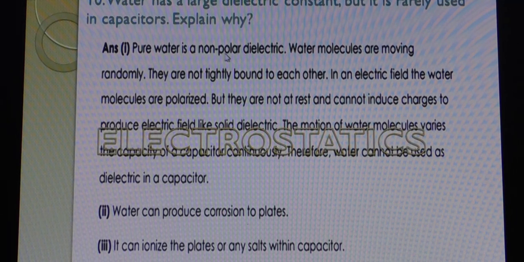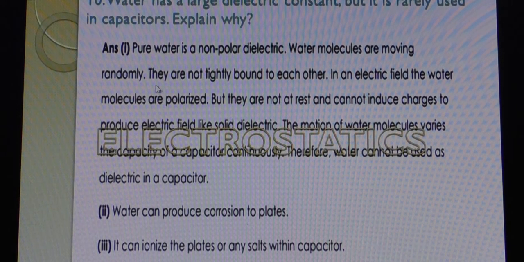Pure water is a polar dielectric. I told you about non-polar dielectrics. These are the insulators which have no poles. I told you the polarization of dielectric, how the atoms of a dielectric are converted into poles, one end negative, the other end positive, right? Like this, pure water also forms poles in the presence of a battery, in the presence of electric current.